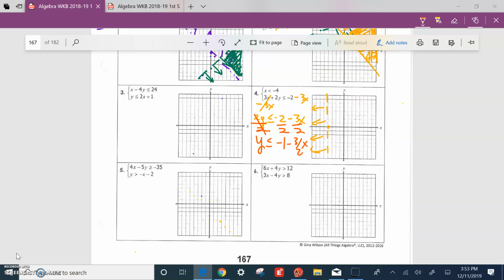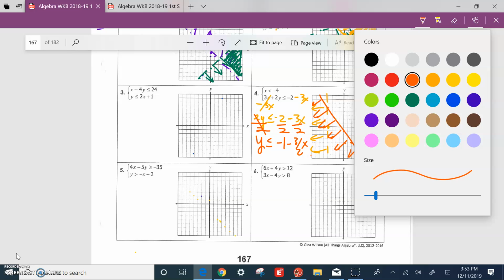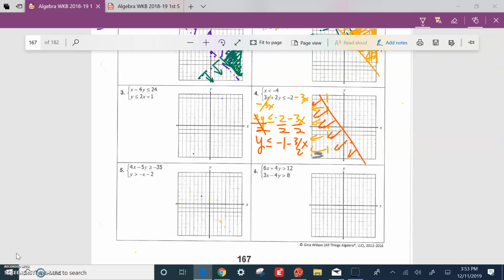Alright, so our y-intercept is -1, our slope is -3 over 2. Okay, it is equal to, so put a solid line, and it is less than, so we're going to shade going down. Again, only shade where they overlap, so it's going to make a weird looking triangle here. I'm going to use a rectangle with like a slanted top right there.